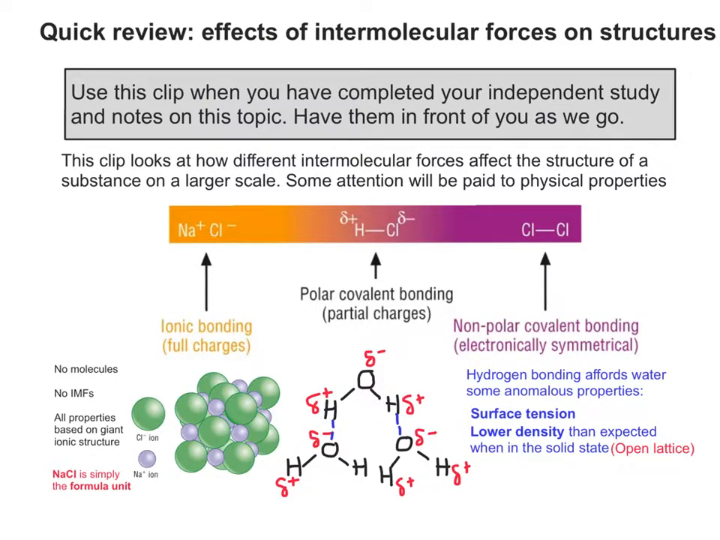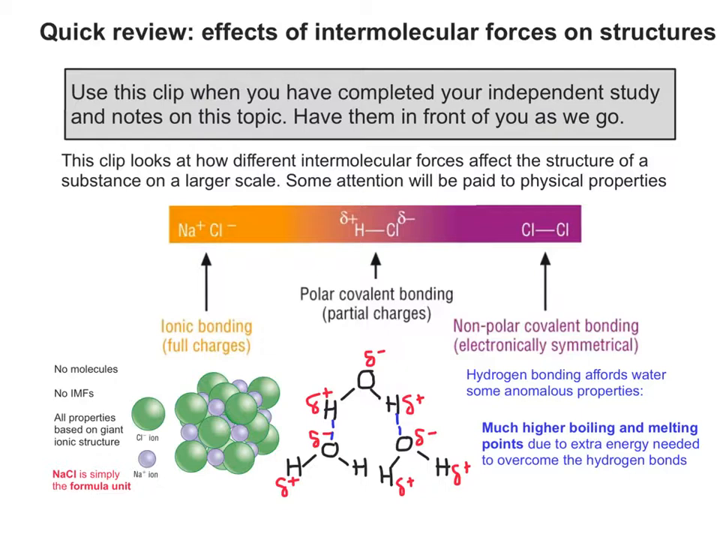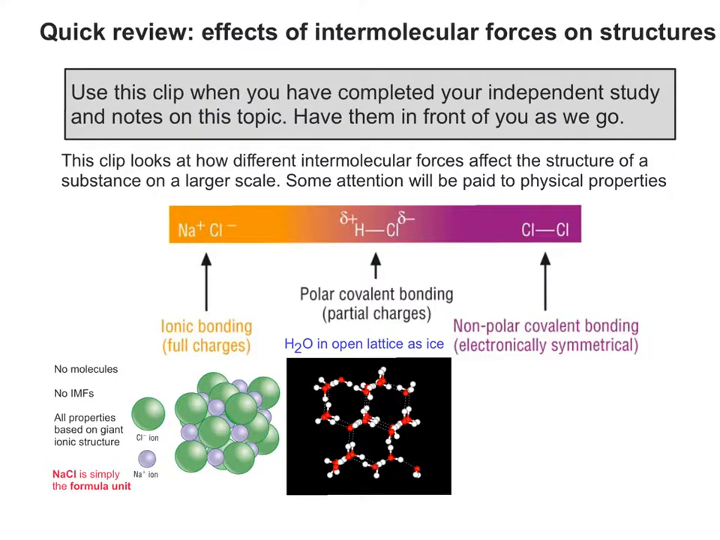The length of the hydrogen bonds keeps the H2O molecules a little bit further apart from each other than you might expect. So this means that ice floats on water. And finally, you get much higher boiling and melting points than you'd expect due to extra energy needed to overcome and break the hydrogen bonds. So I'll leave a slightly better diagram than one I could manage that shows the hydrogen bondings side on very clearly. So that's water in an open lattice as ice.